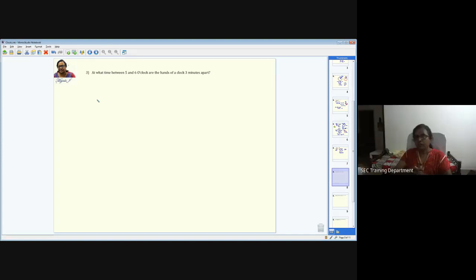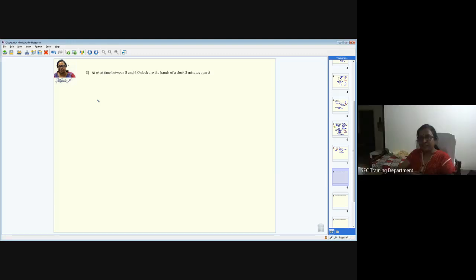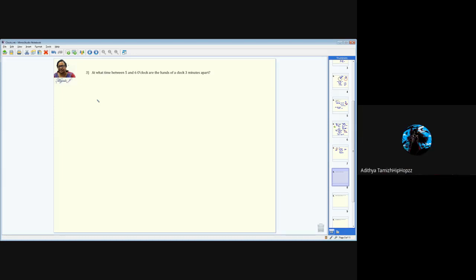At what time between 5 and 6 o'clock are the hands of a clock 3 minutes apart? So what do you understand by this? What time? Between 5 and 6, the hands are given, ma'am, but they're 3 minutes apart. So at what time will they be apart? Yeah. Their hands will be 3 minutes apart.